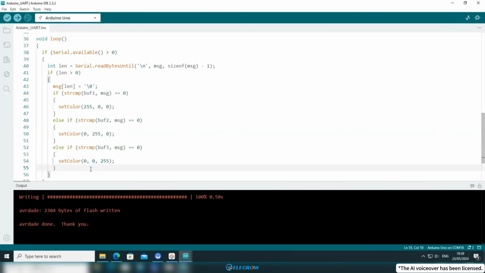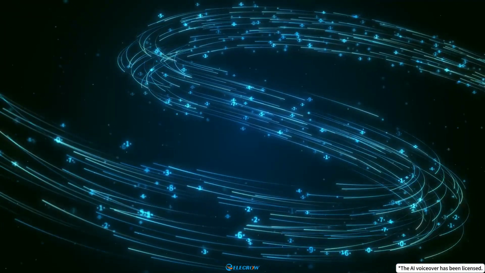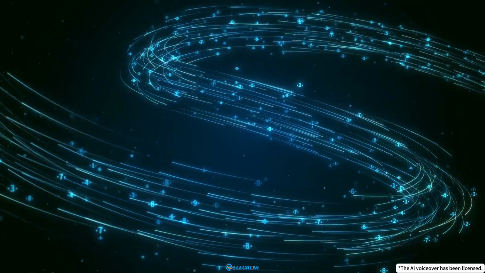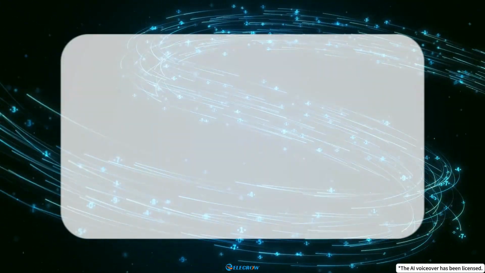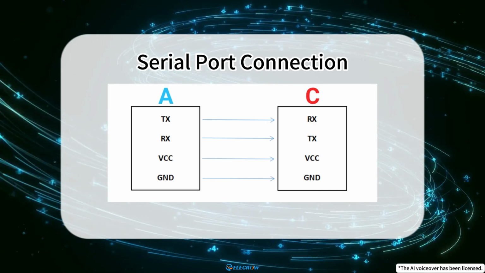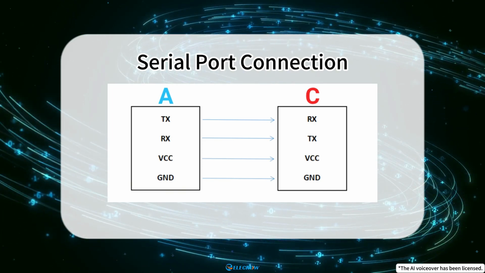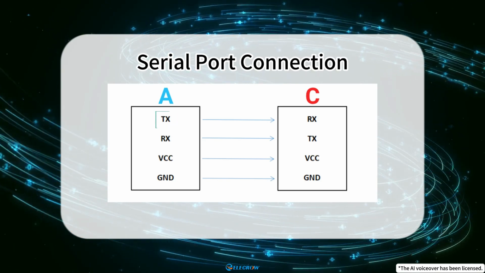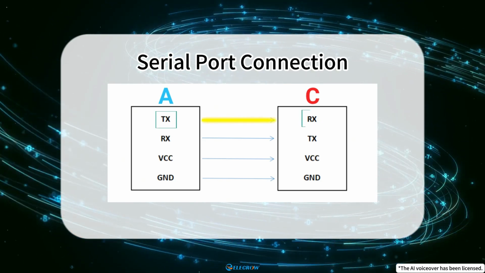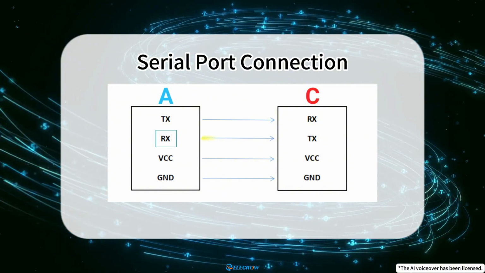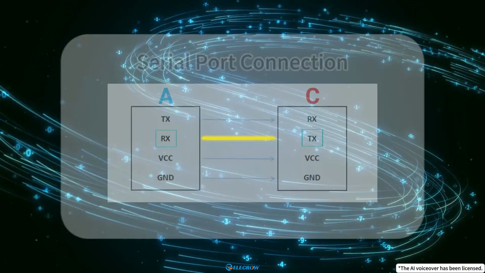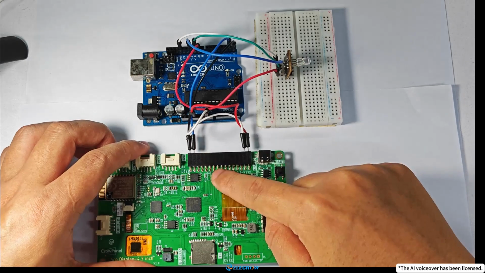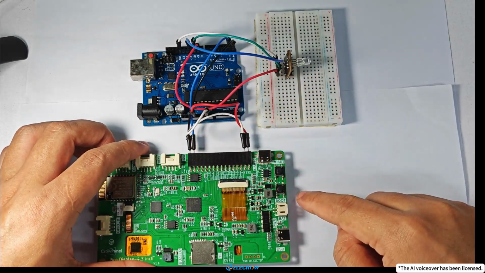Once uploaded, find the CrowPanel and use the CrowTail and DuPont wires to connect the serial port of the CrowPanel to the Arduino Uno. The key thing to note is that the serial port connection is a cross-connection of the TX and RX pins at both ends. That means the TX of the Uno connects to the RX of the CrowPanel, and the RX of the Uno connects to the TX of the CrowPanel. Remember to connect the RX and TX pins as I just described.